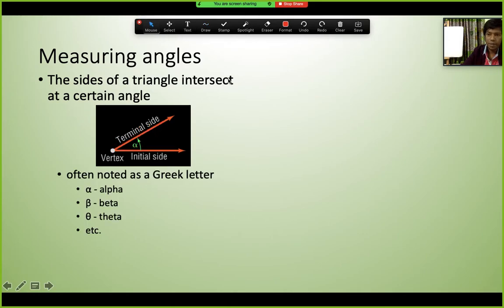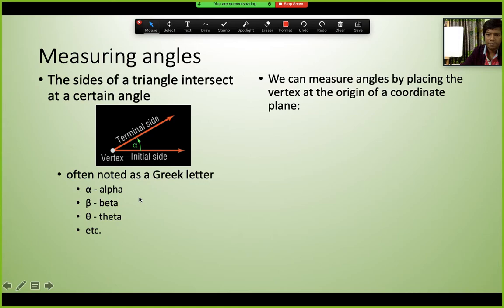We will have them actually more in detail in the coming classes. This angle is related to the small letter. These are the small letters of some Greek alphabets: alpha, beta, gamma, theta. To denote the angle, we use these symbols. Theta is very popular in denoting the angle.